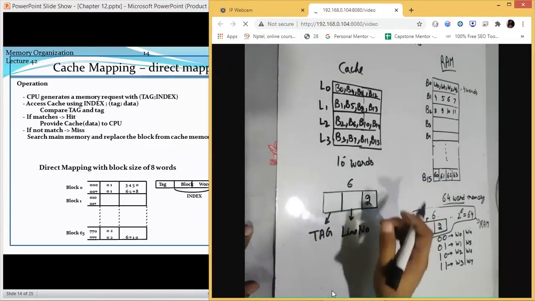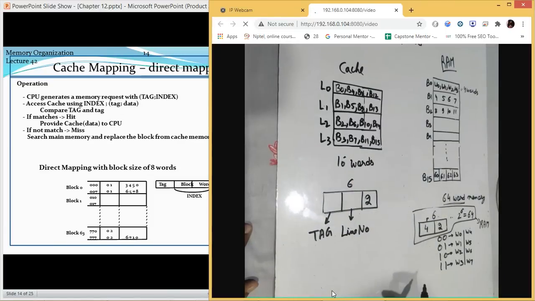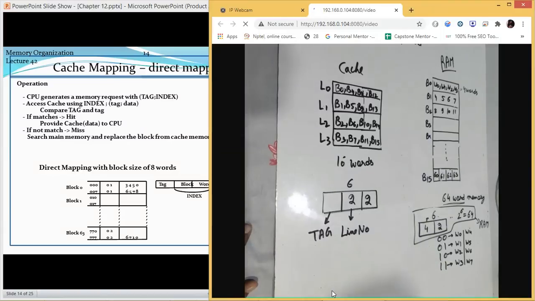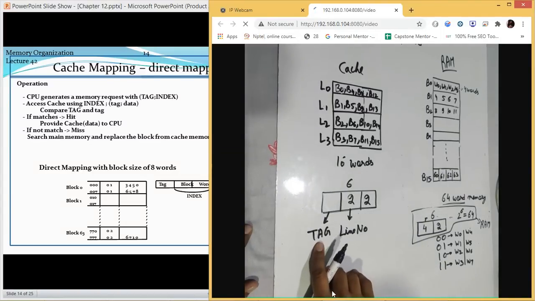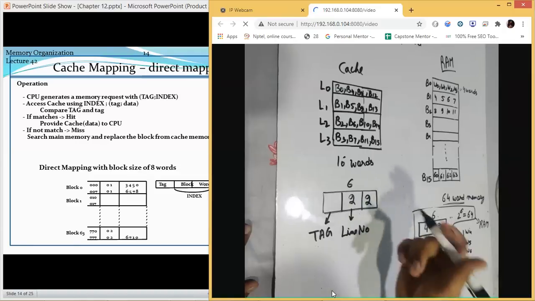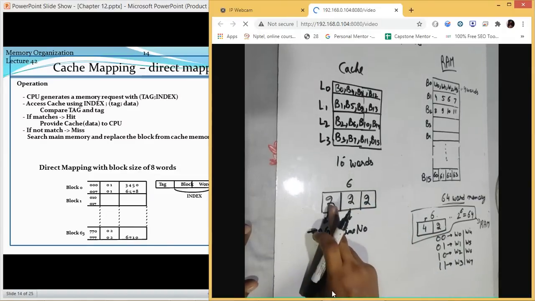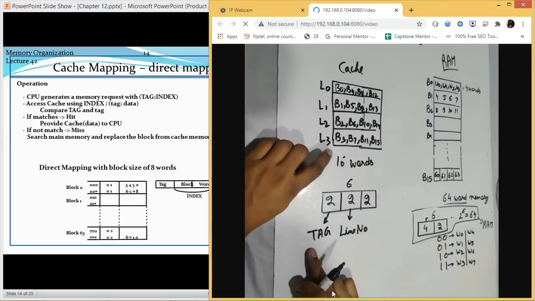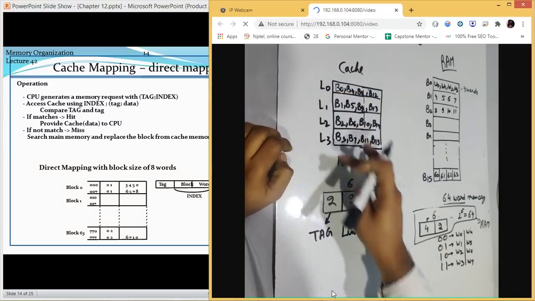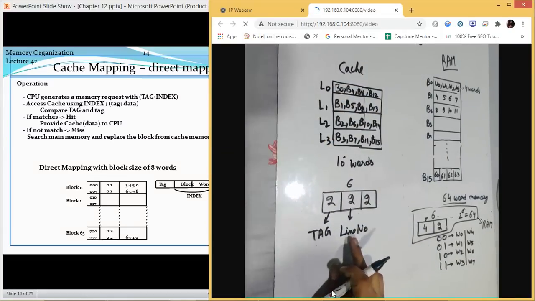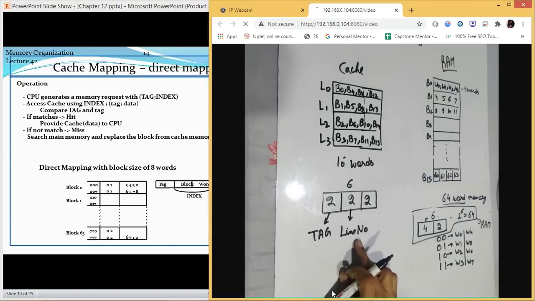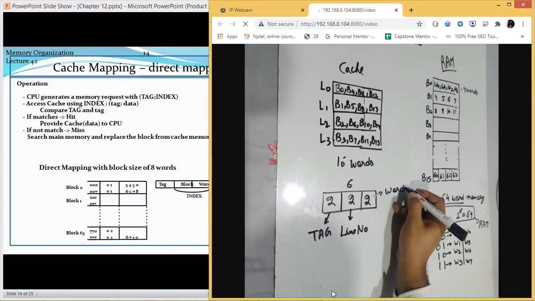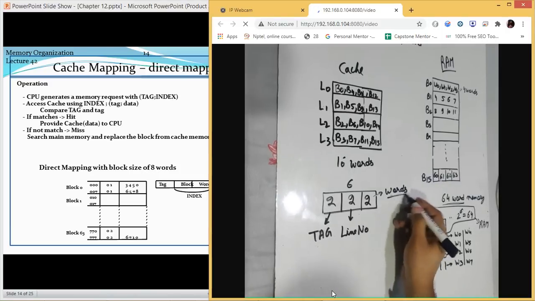So how many total lines are there? 4. So how many bits do we require to represent a line? Only 2. And how many bits do we require to represent the tag? Total are 6 minus 4, which is 2. So 2 bits will be used for referring to any of the blocks, 2 bits will be used for any line, and 2 bits will be used to find out the words, or we call it as block offset.